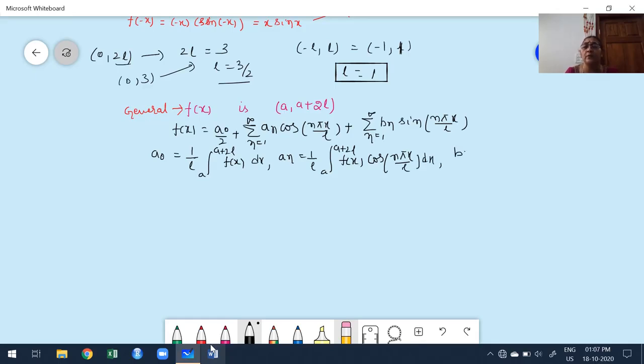The rest is easy: once you are confident with integration and how to evaluate using the UV rule, the next steps are very easy. And b n is 1 by L integral of f of x into sine of n pi x by L with respect to x. This is the formula when the function f of x is defined over the interval a comma a plus 2l. This is the general case. I divided it into two cases.